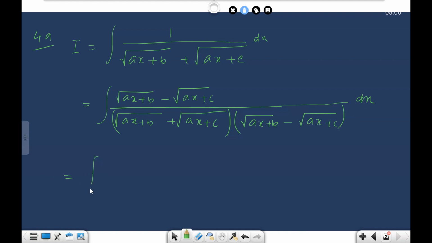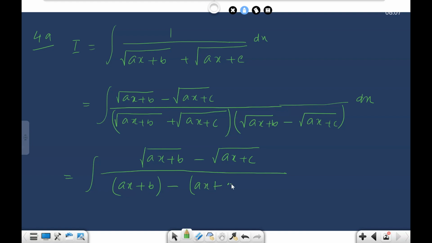So this is equal to, in the numerator the term remaining same, that is root over ax plus b, then minus root over ax plus c, and the denominator is of the form a square minus b square, so I can write simply ax plus b, then minus ax plus c, and dx is here. So after opening this bracket, this ax and ax will get cancelled. So term b minus c is remaining here.